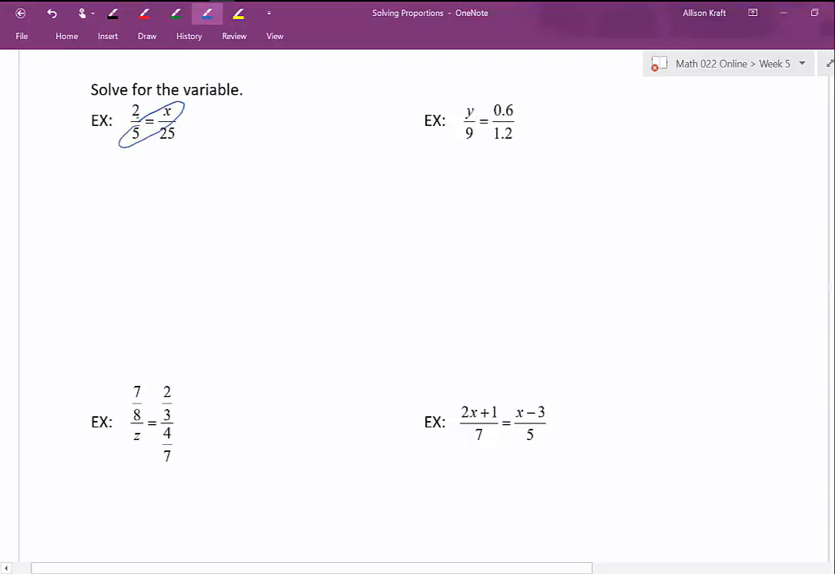We know that 5 times x is going to be equal to 2 times 25, which is 50. Now we solve for x. I'll divide both sides by 5 and get x equal to 10.